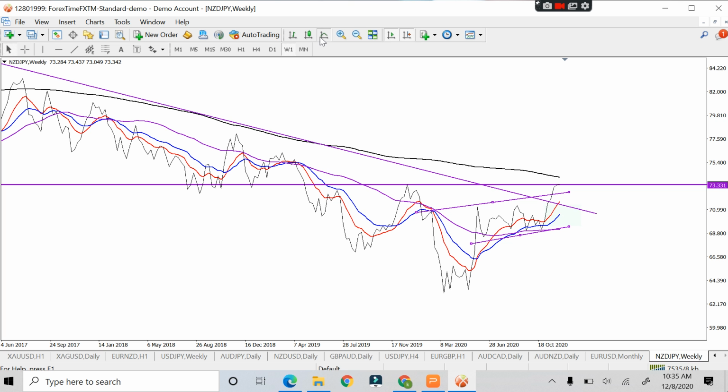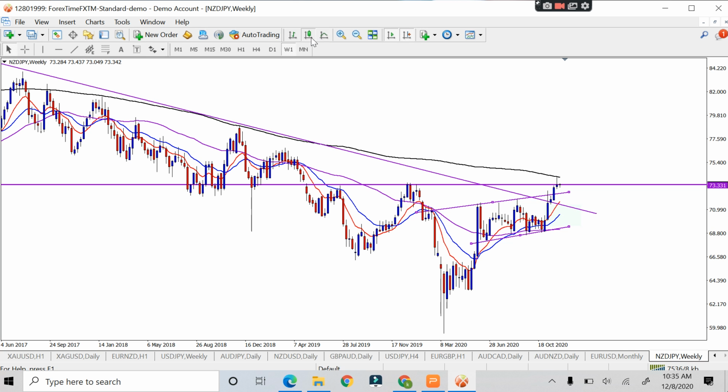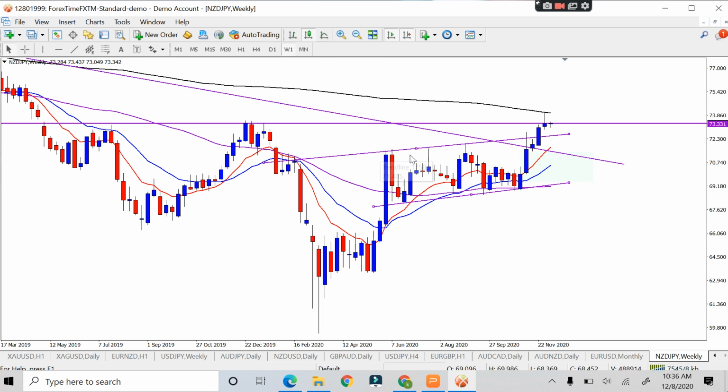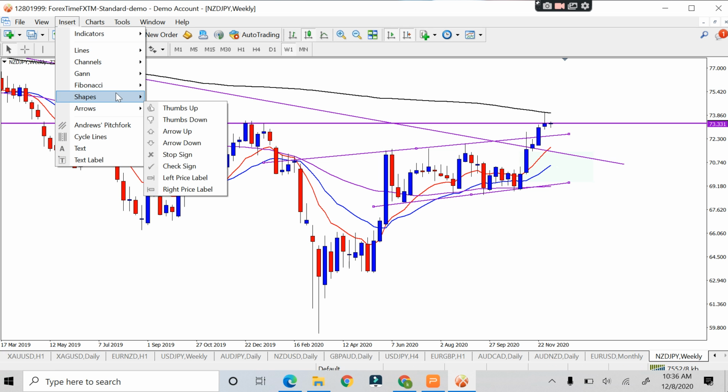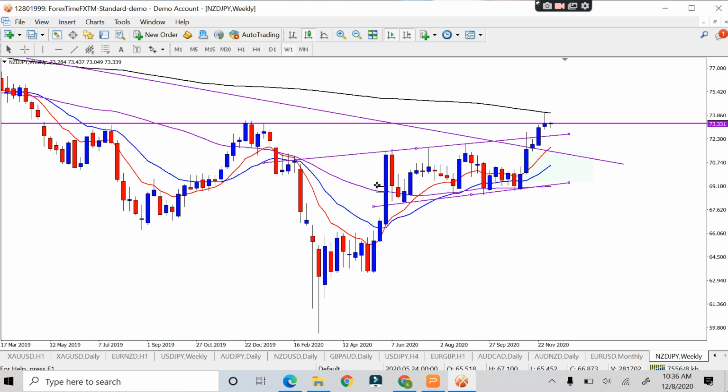Okay, you could also see that I have a channel, an upward channel, which looked like a consolidation, something that looked like a rectangular consolidation. Let me use a shape so that you guys can see clearly. I think a rectangle will do.